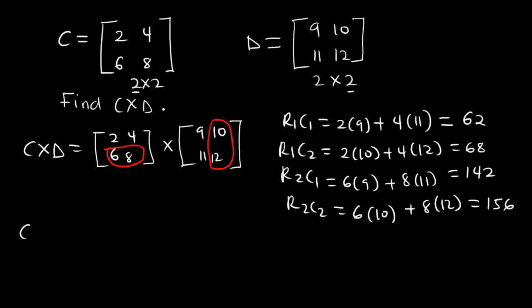So this will give me matrix C multiplying D to be equal to, for row 1 column 1 I will have 62, and then for row 1 column 2 I will have a value of 68, and then for row 2 column 1 I will have a value of 142, and then for row 2 column 2 I will have a value of 156. So this will be the resultant matrix.